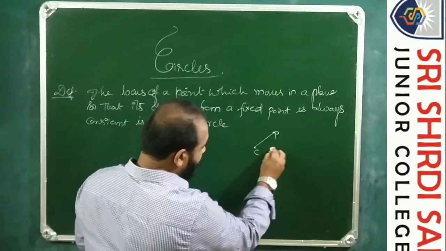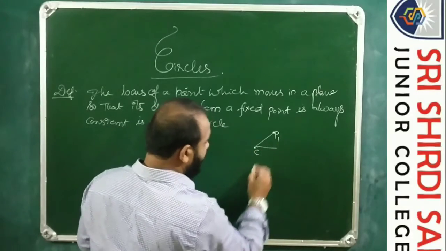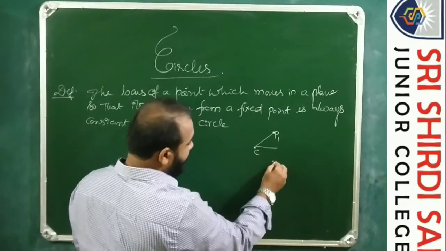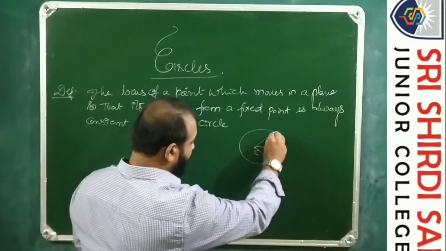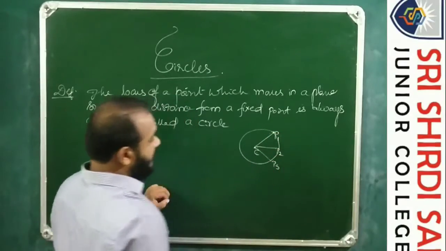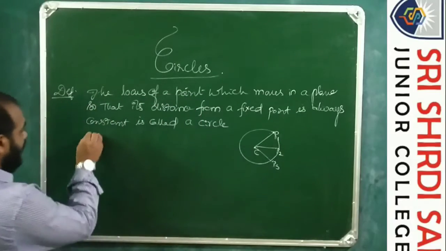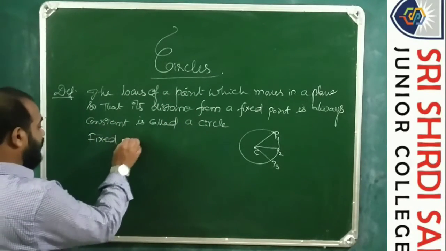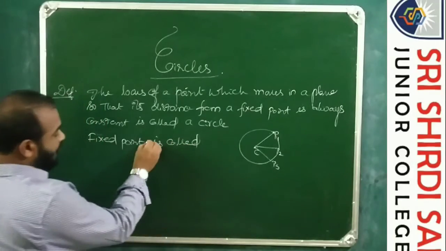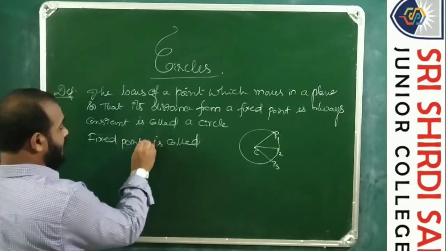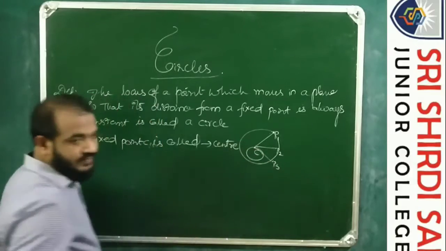So for example, if you consider this point, and if you consider this point, all of them, if you join, then the figure so obtained is called the circle. Here the fixed point C is called the center. So this is the center.